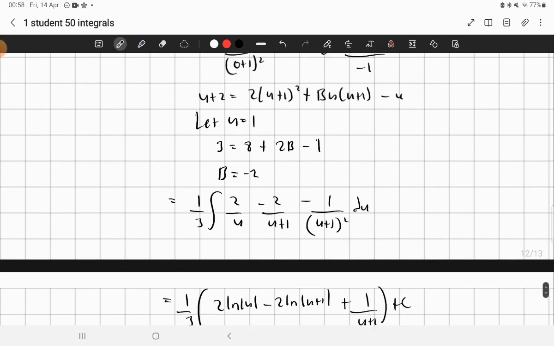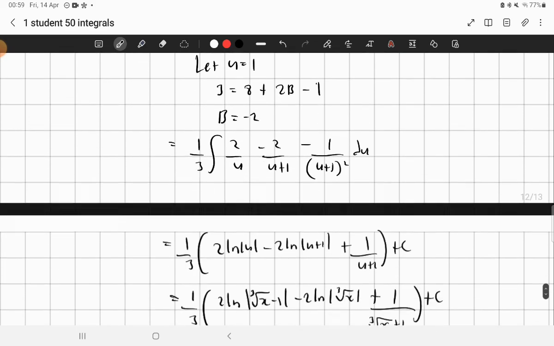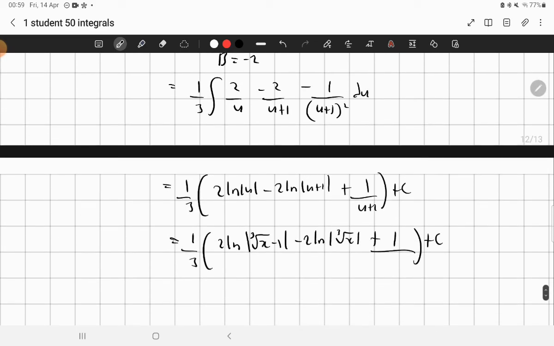Wait. Oh. It's not. Yeah, it's a cube root x. But it doesn't make any difference. It doesn't make any difference still.